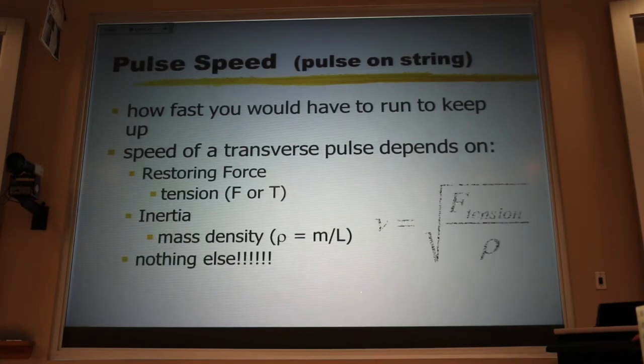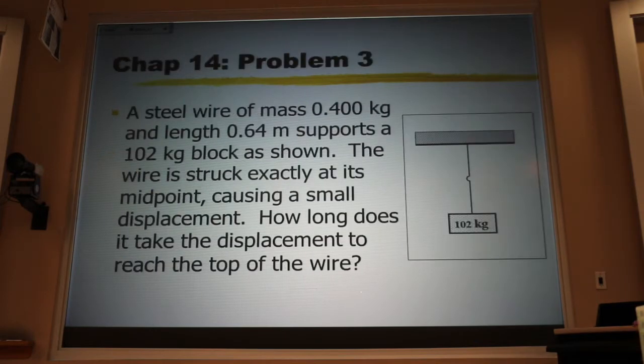Okay? The formula is this one that will be on the front page of the exam, and it's that formula that you are to use to solve all three of those homework problems that were due today. Let's look at this problem that you just turned in. You have a steel wire that is supporting this heavy block, and we pluck the wire in the middle, and we want to know how long it takes the pulse to reach the ceiling.